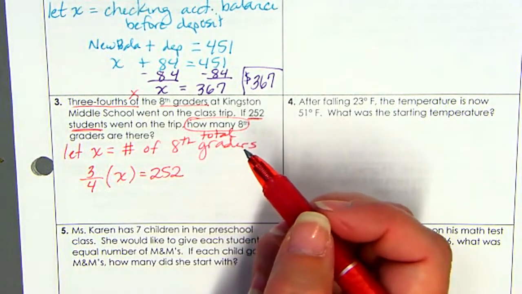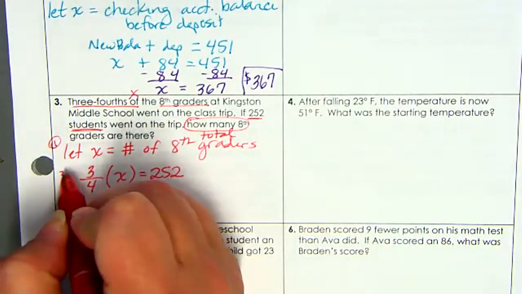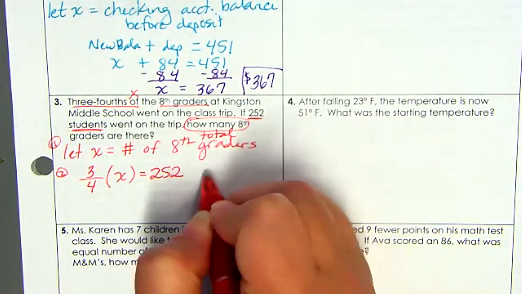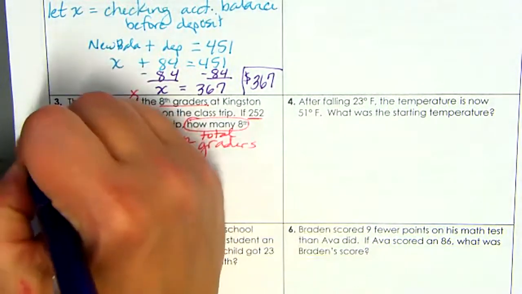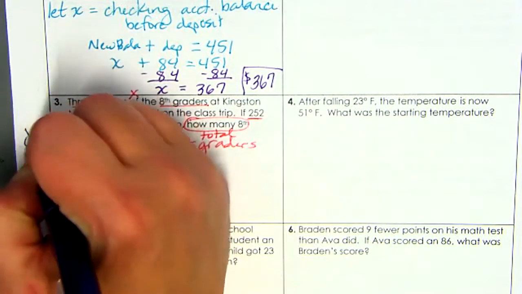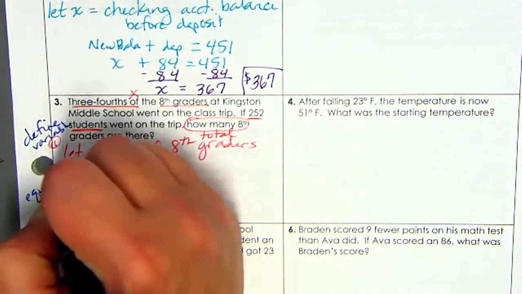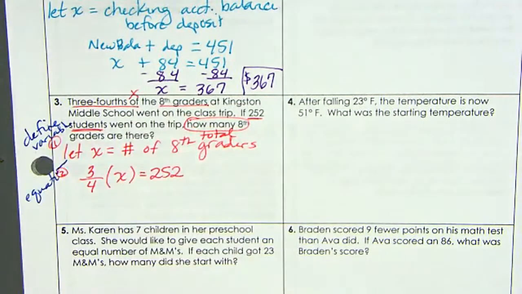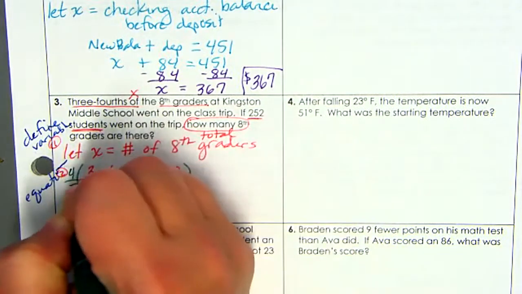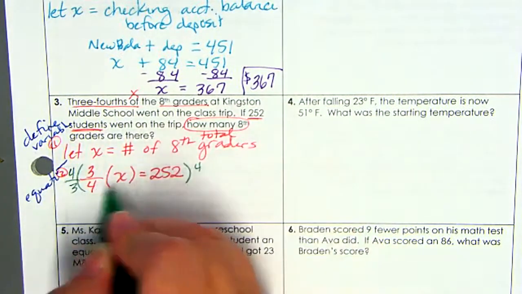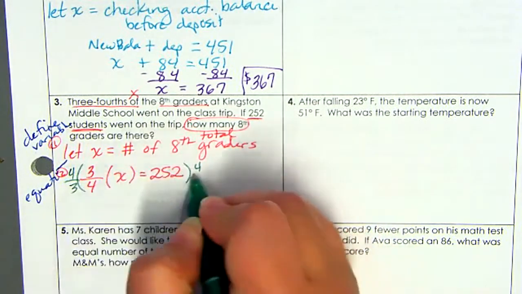You have to have 3 parts. First, you define the variable. Second is your equation. And third is where you solve. I'll solve this one. That's going to be 4 over 3 because you are multiplying by a fraction. So you divide, which means you multiply by the reciprocal.